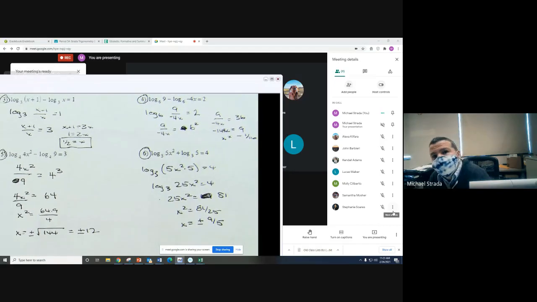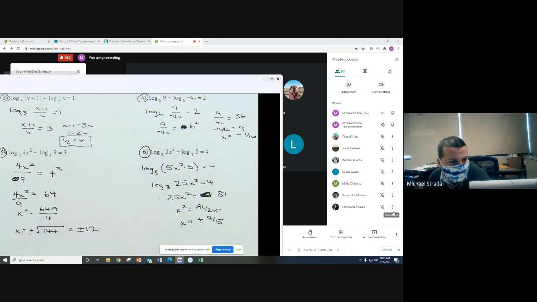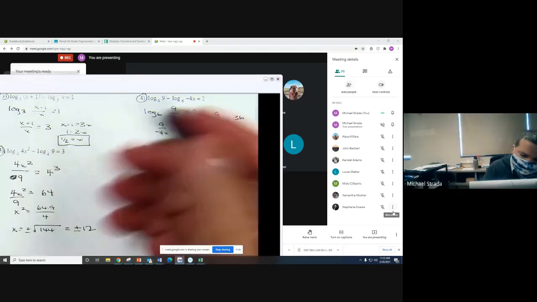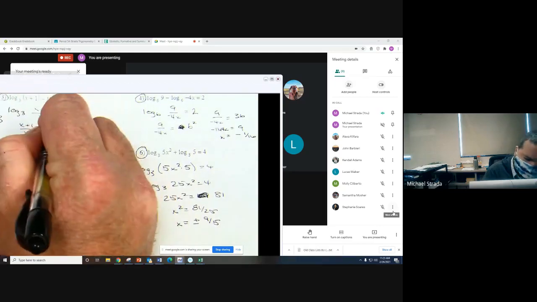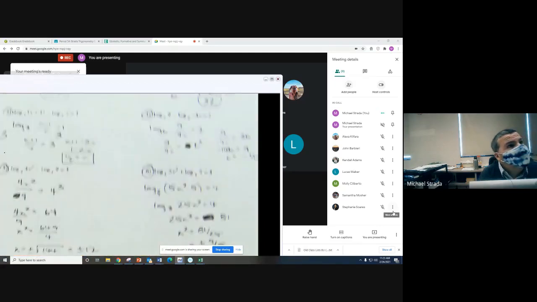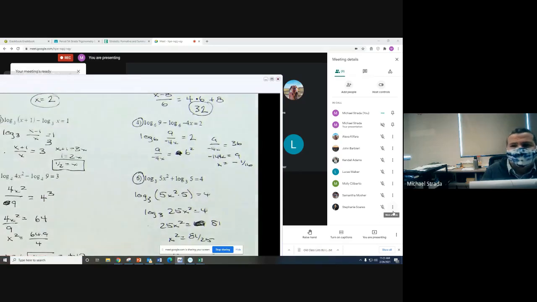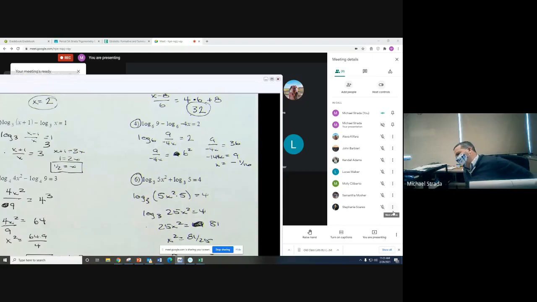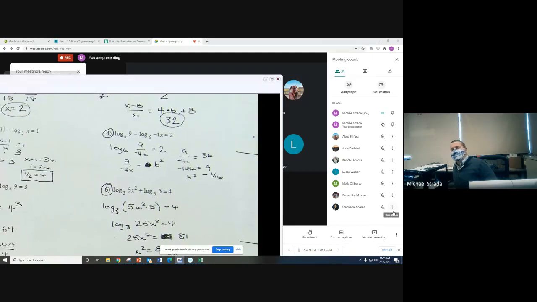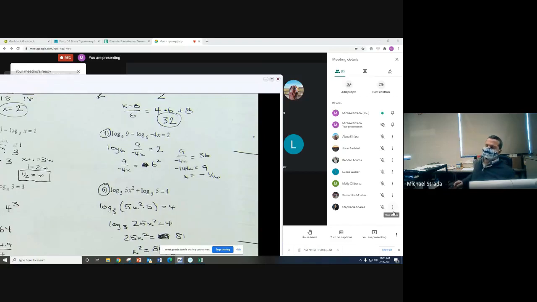What happened? What did I do wrong? You're raising both sides to a power of 3. So the base of this would be 3 to the log 3 of x equals 3 to the 1. I did the same mistake this morning, so I understand. So that would be x plus 1 equals 3 to the 1, which is 3. I had to plug it back in, and I couldn't get it right, and then I realized what I did.